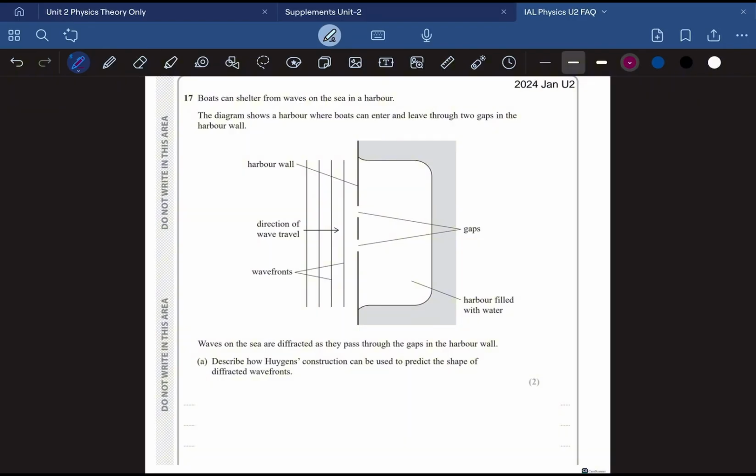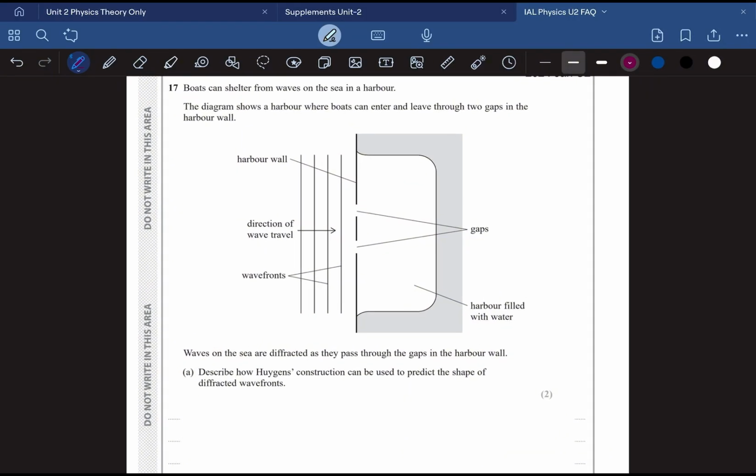Now let's go through this question. It says boats can shelter from waves on the sea in a harbor. The diagram shows a harbor where boats can enter and leave through two gaps in the harbor wall. Now the question says describe how Huygens construction can be used to predict the shape.